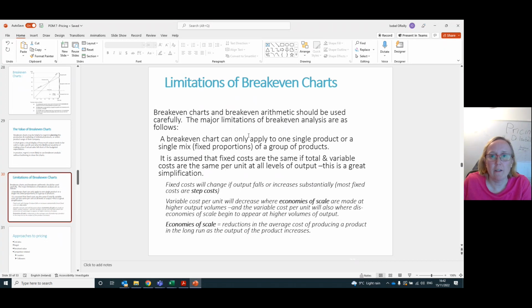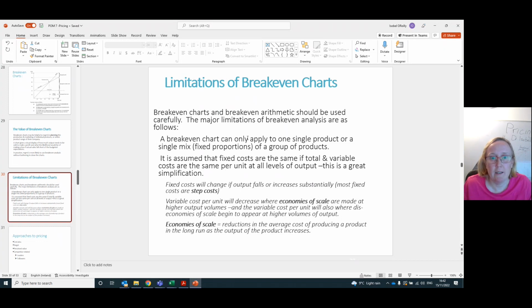Break-even charts and break-even arithmetic should be used carefully. Major limitations of break-even analysis are as follows. A break-even chart can only apply to one single product or a single mix. So if you're looking at maybe a range in a grouping like that, it's assumed in these charts that the fixed costs stay the same, even if total output changes dramatically.